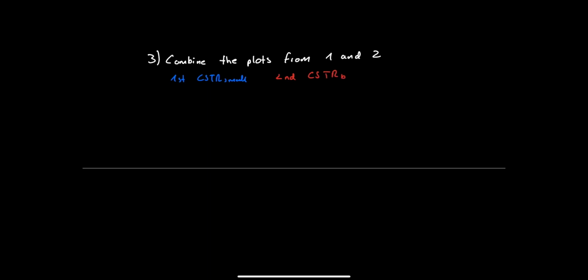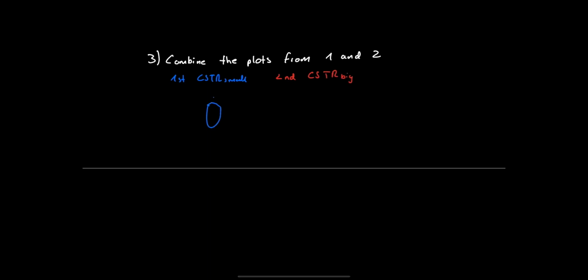So in the third step, we are going to combine the plot from our step 1 and 2. So we'll consider as the first scenario where we have the first reactor being the CSTR small, and in the next step we would have our CSTR big.